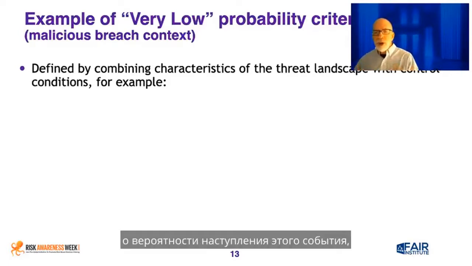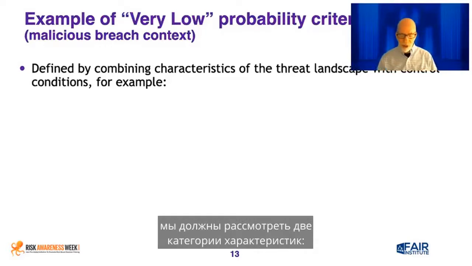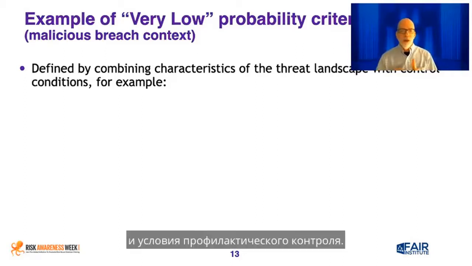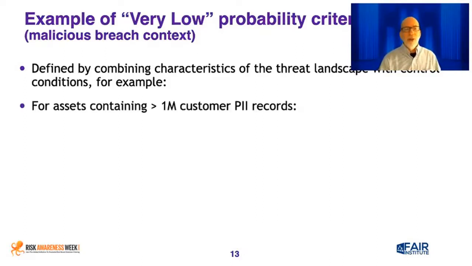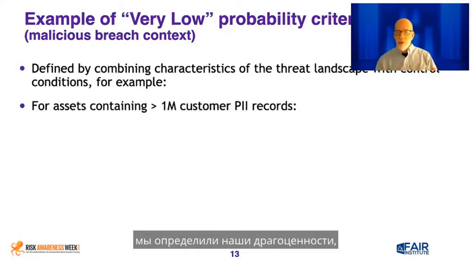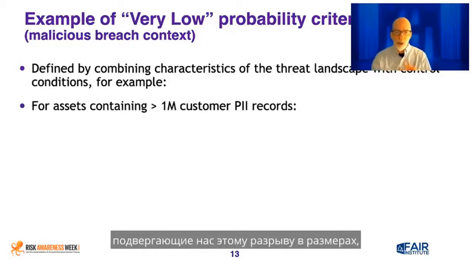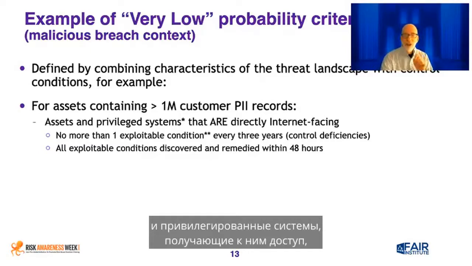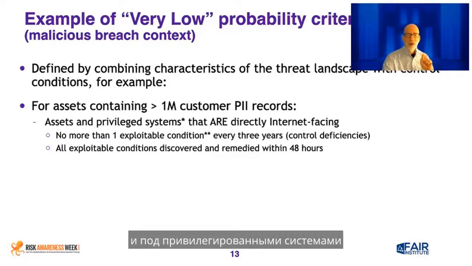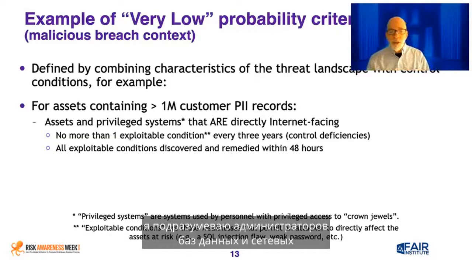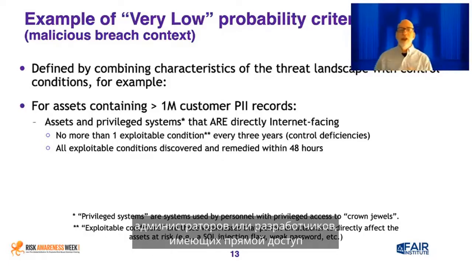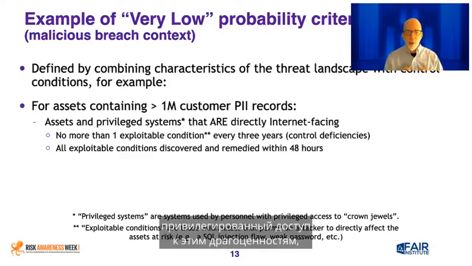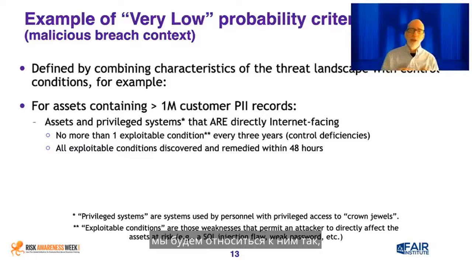And again, since we're talking about the probability of the event occurring, we have to look at two categories of characteristics: the threat landscape and your preventative control conditions. So again, using our example, we identified our crown jewels as being those that expose us to this size breach. We're going to say those systems, those crown jewels, and the privileged systems that access them. And by privileged systems, I'm talking about the DBAs and the network administrators or the developers that have direct, privileged access to those crown jewels. We're going to treat those endpoints, those systems, as if they are crown jewels also.